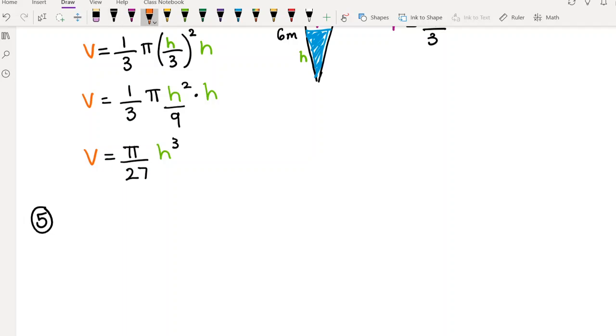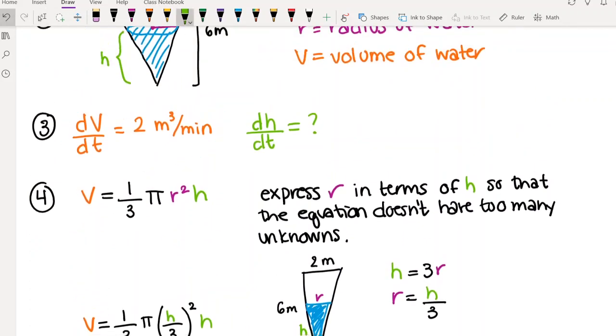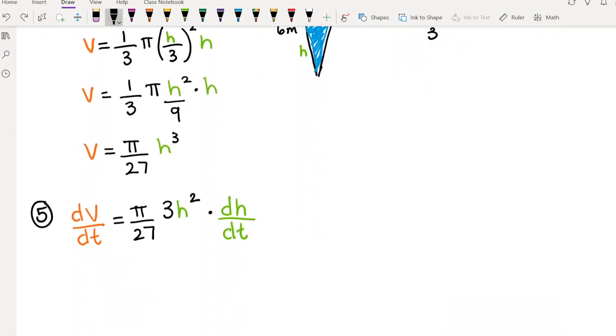So what's the derivative of V? That would be 1 times dV/dt. And then pi over 27 is just a number, so we can let that hang out front. And the derivative of h cubed, that's going to start by giving us 3h squared. And then we have to multiply that by dh/dt. So now we're ready to start plugging some stuff in. So dV/dt we know is equal to 2. So we can put that in for dV/dt. And then we have pi over 27 times 3, so that's actually going to simplify to pi over 9, right? Because 3 over 27 simplifies to 1/9.